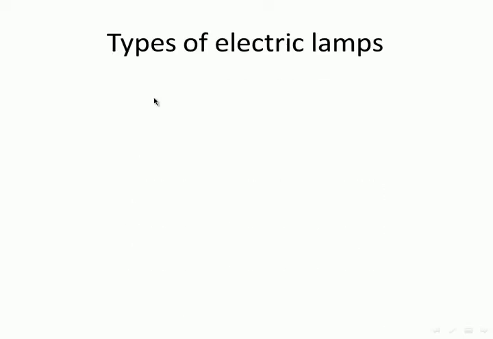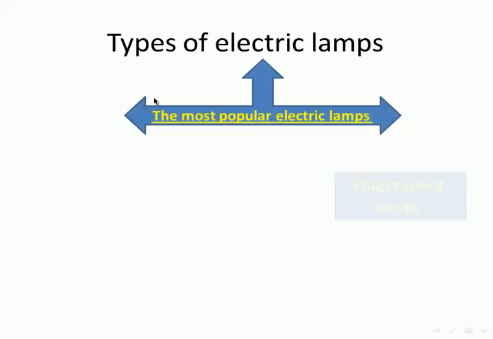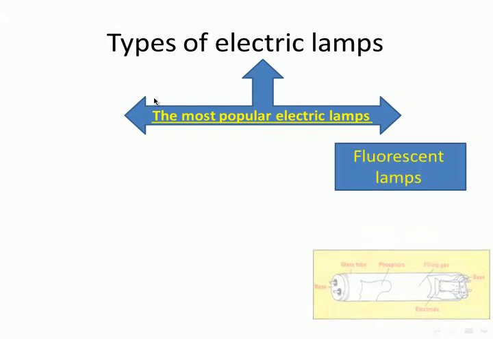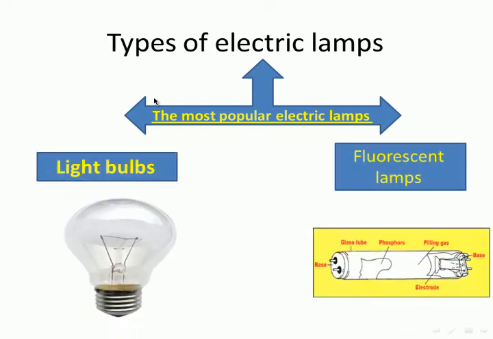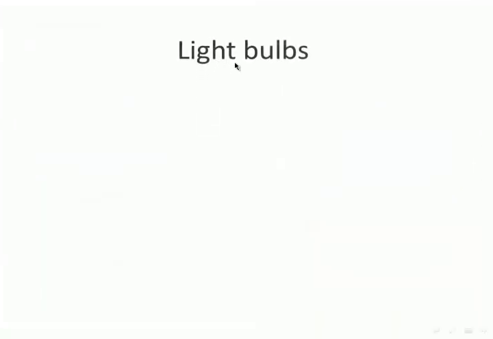We have two types of electric lamps: fluorescent lamps and light bulbs. So, how many types of electric lamps? Two: light bulbs and fluorescent lamps. The first type, we will talk about light bulbs.